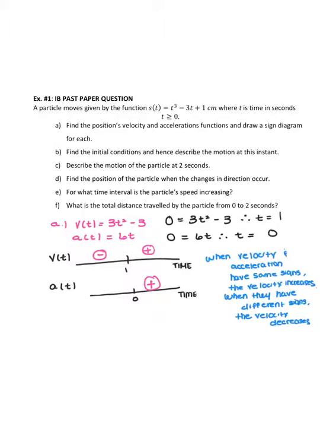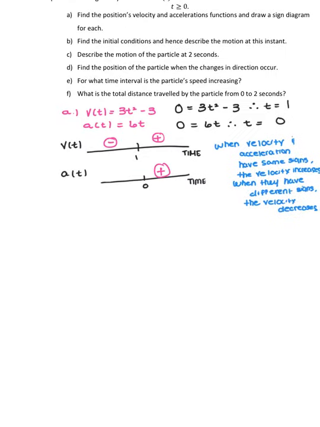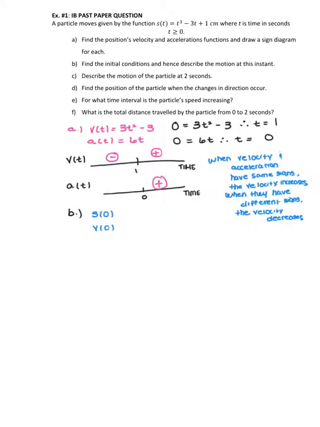Okay. This actually will help us walk through that. So we did the sign diagrams; find the initial conditions, and hence describe the motion at this instant. Initial conditions meaning time is what? 0, right? So let's plug in our time of 0 for our position function, our velocity function, and our acceleration function and see what this means. So for B, I'm going to find S of 0, V of 0, and A of 0.